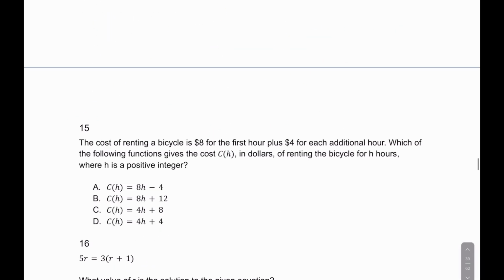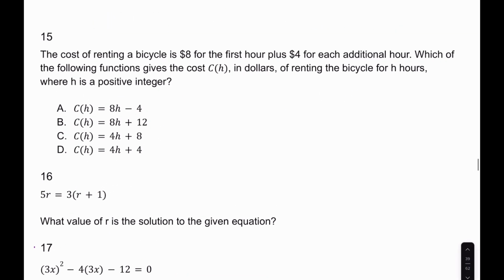Come on down here to number 15. Number 15, the cost of renting a bicycle is $8 for the first hour plus $4 for each additional hour. Which of the following represents this? Well, one of the best ways to do a question like this is just test values.